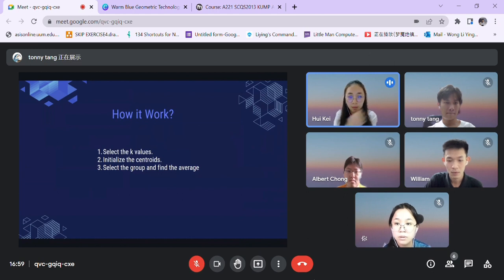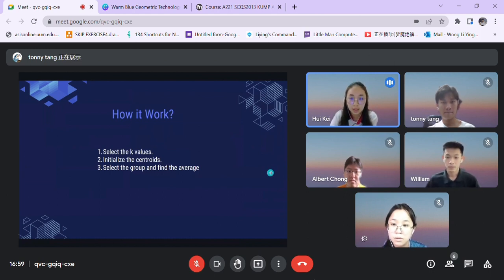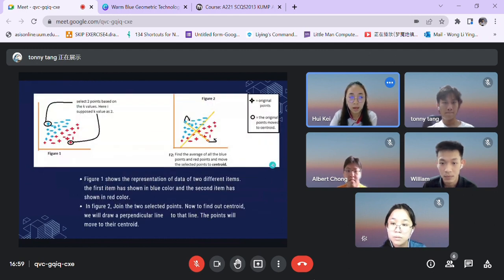So actually, how does K-means work? It will select the K value first, then initialize the centroids and select the groups, and finally find the average. Next slide. Figure 1 shows the representation of data of 2 different items. The first item is shown in blue color and the second item is shown in red color.